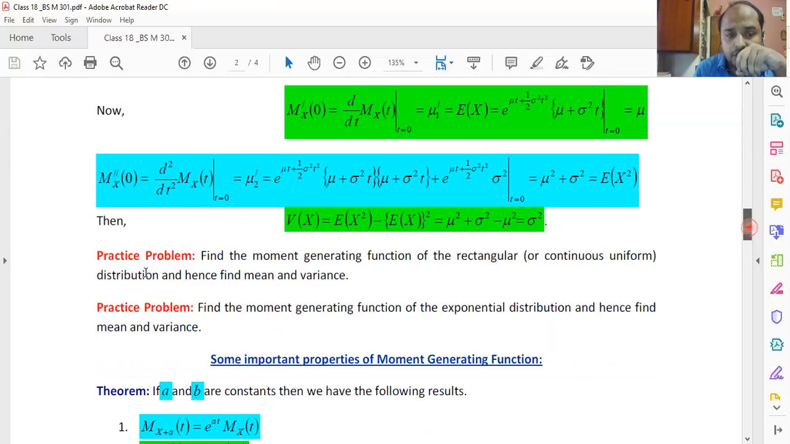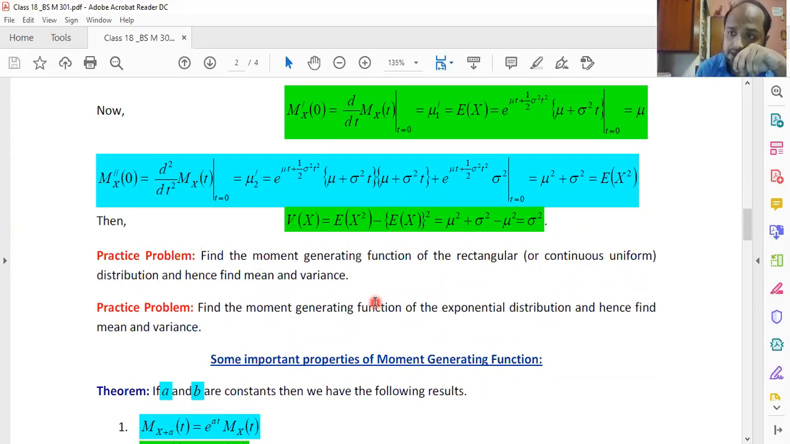Here I have put two practice problems for you to practice. Both these problems you carefully observe. In the first problem, you are supposed to find the moment generating function of the rectangular distribution of continuous form, which is sometimes known as continuous uniform distribution, and hence you are supposed to find its mean and variance. Second, you are supposed to find the moment generating function of the exponential distribution, and hence its mean and variance.